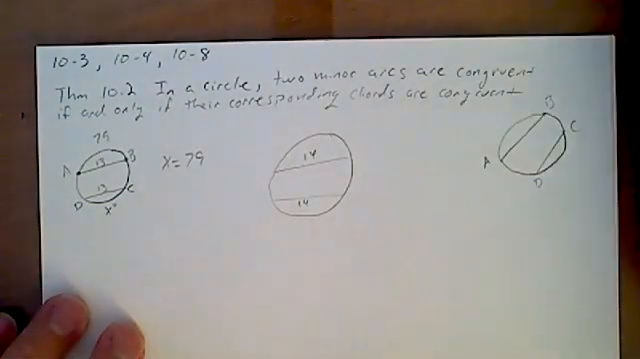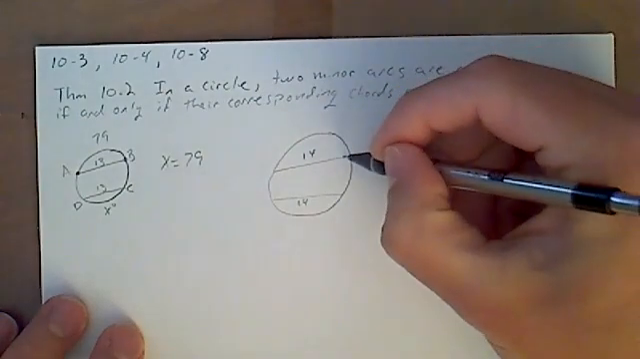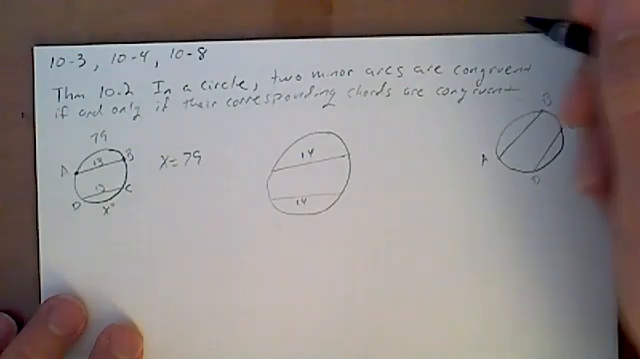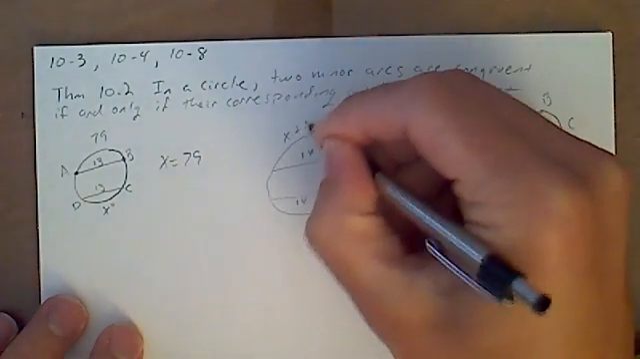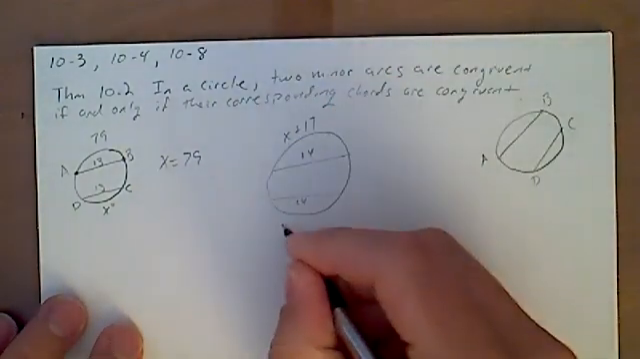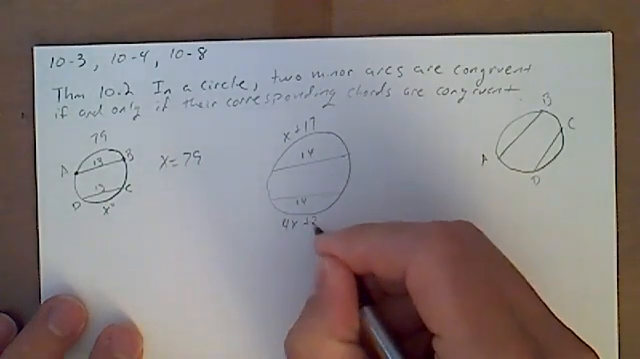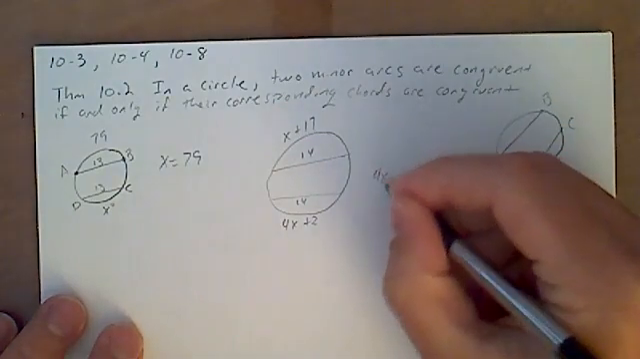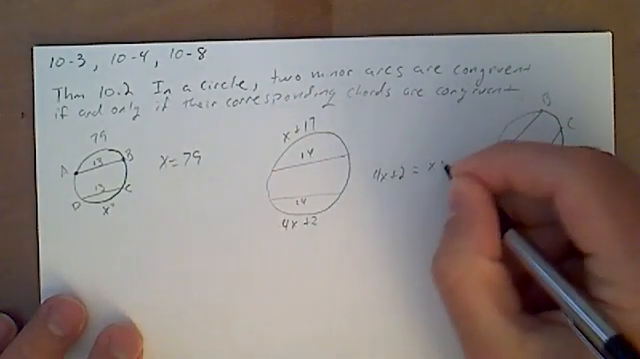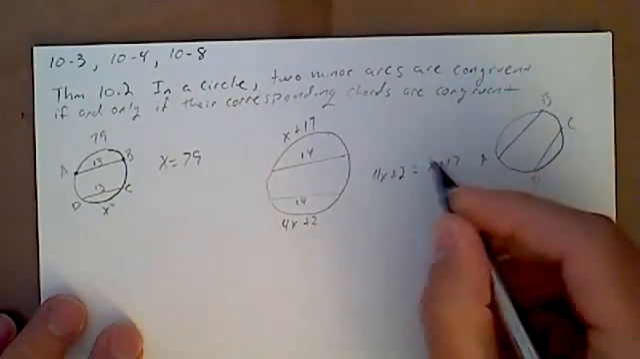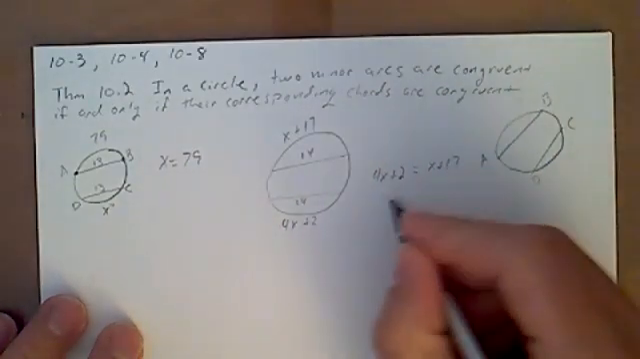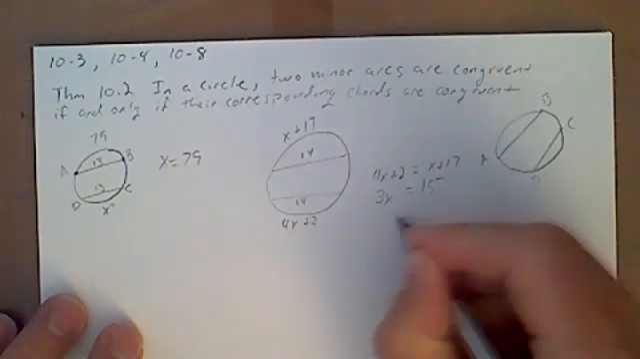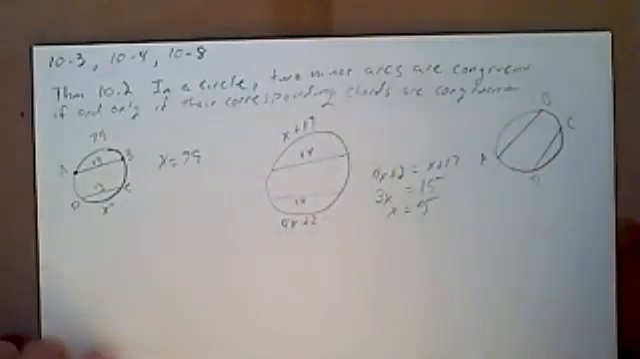All right, same kind of idea. Two chords in a circle, both 14. That means they're both congruent. And if we know the arcs up here are X plus 17 and 4X plus 2, these two arcs must be congruent. So 4X plus 2 must be equal to X plus 17. If we subtract X from both sides, we get 3X. If we subtract 2 from both sides, we get 15. So X would be 5.